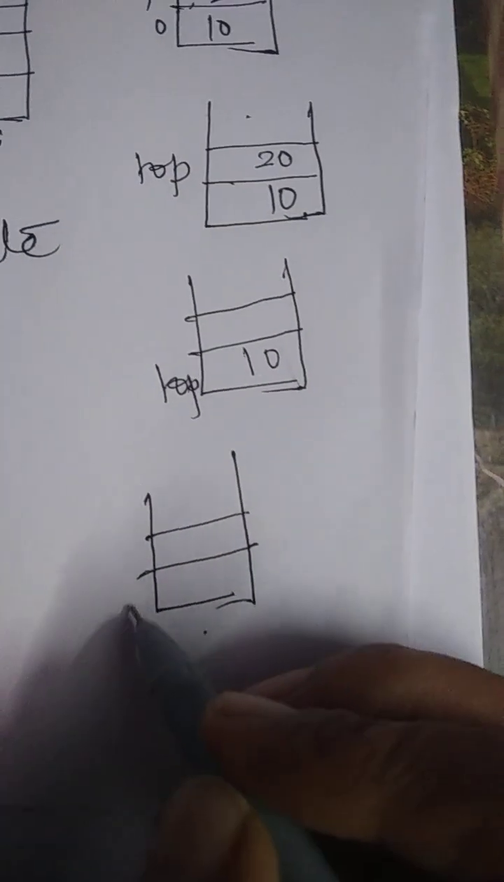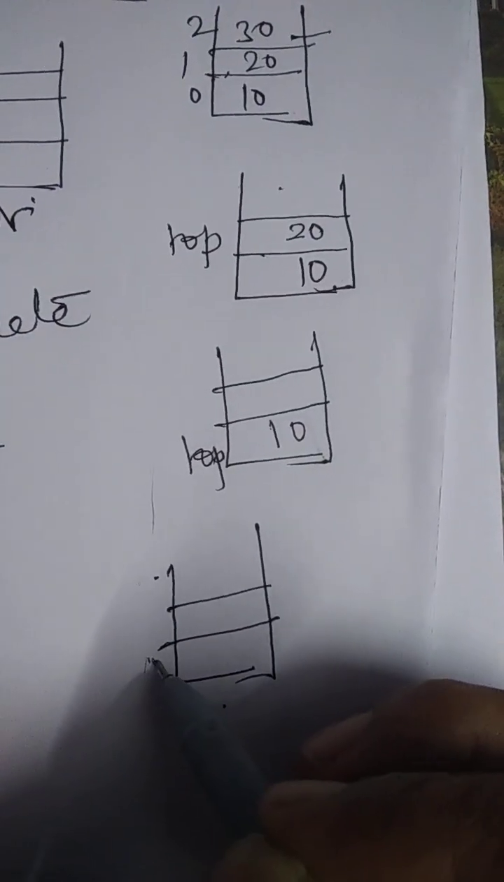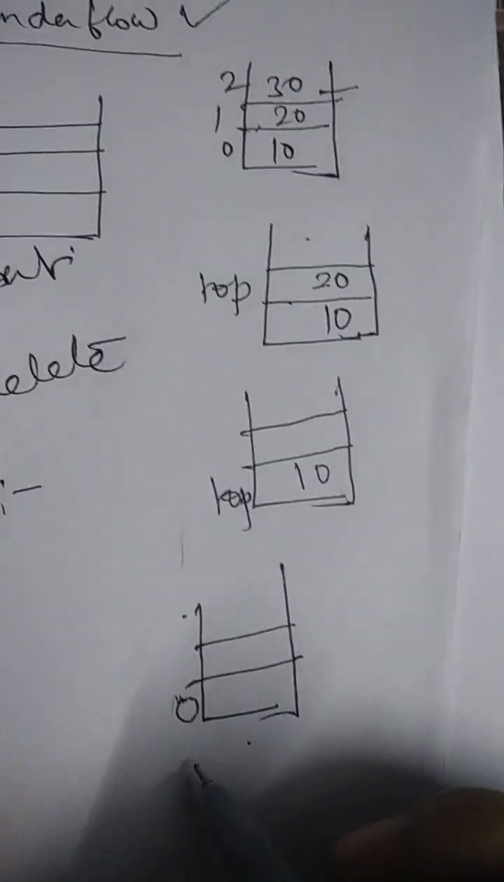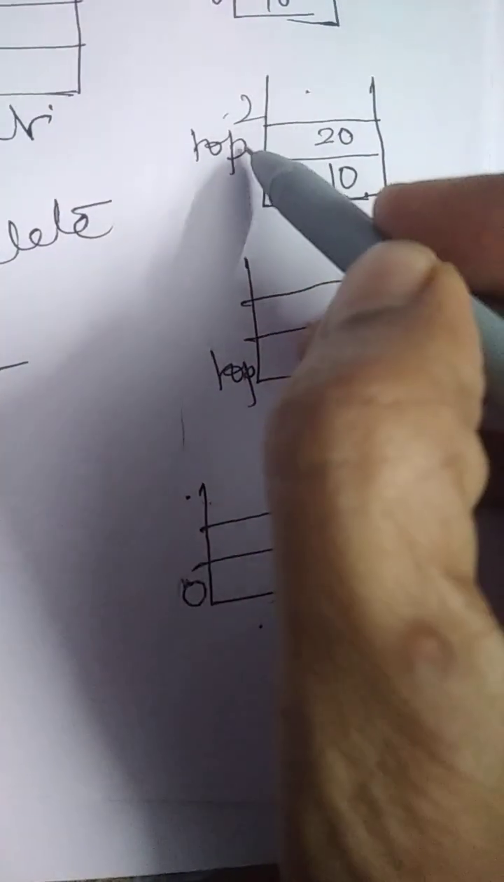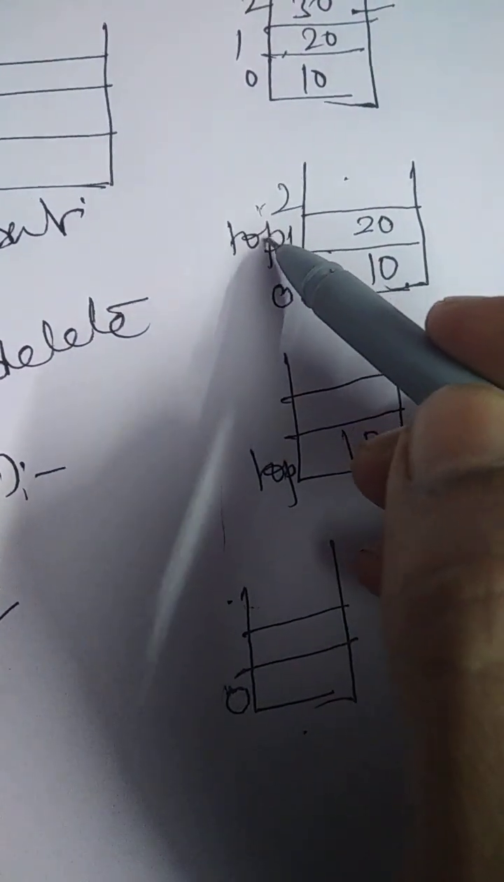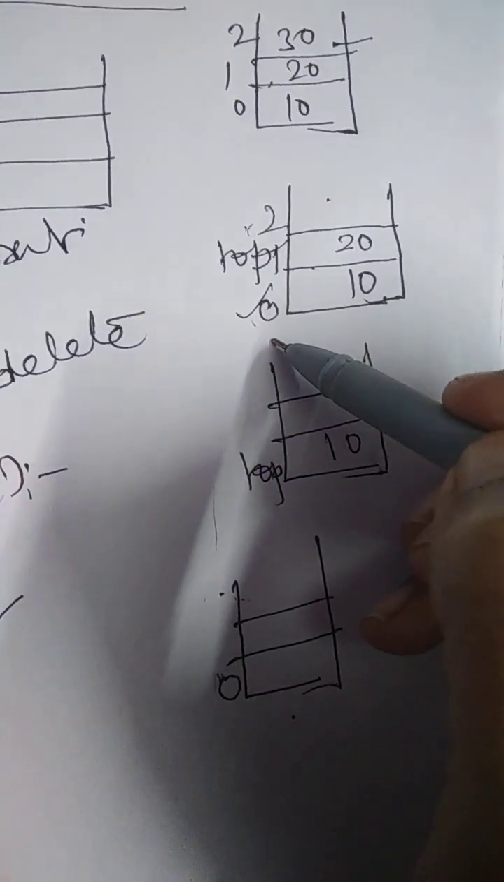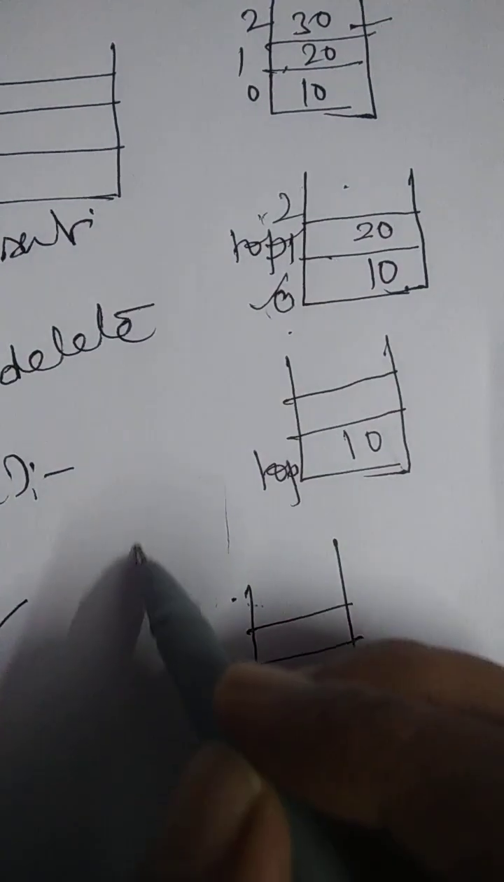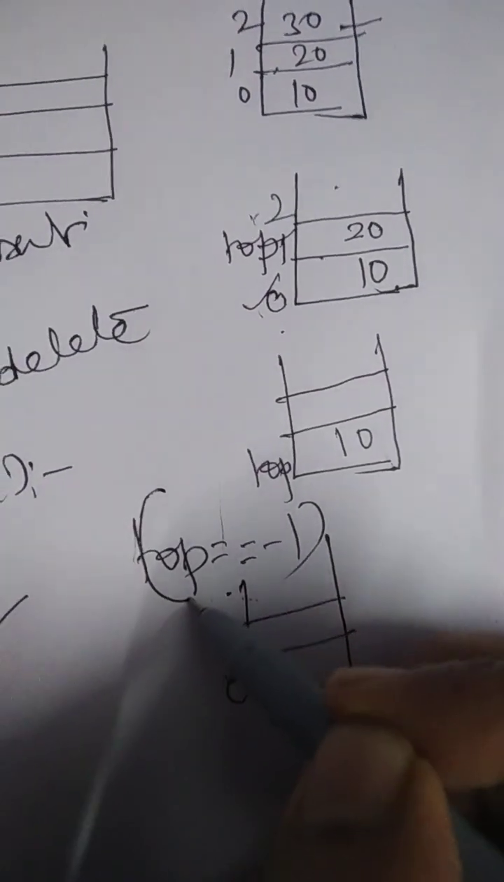Now you have to check the underflow condition. Top is equal to minus 1, because here the elements are already deleted. Top value goes 2, 1, 0. Top is decremented by 1 and it becomes 0. Again top is decremented by 1, that is top is equal to minus 1. So whenever the top value is equal to minus 1, you can't delete any more elements from the stack.